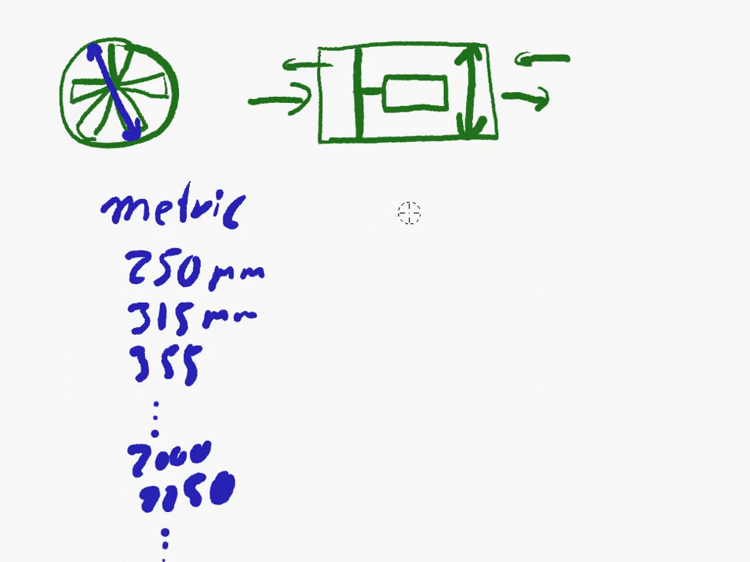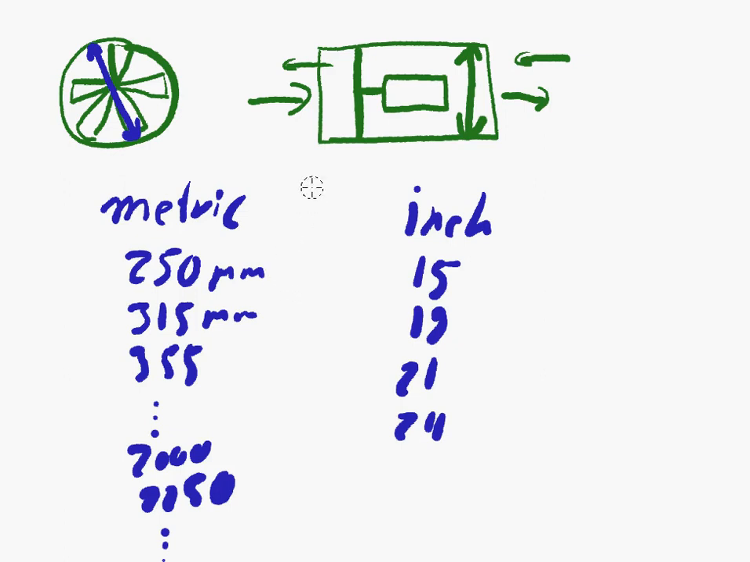The other standard is the inch standard, and that starts off, to my knowledge, with 15 inches. You've got 19 inches, 21 inches, 24 inches, and so on. Basically the same thing. That means that the inner diameter of the casing would be 15 inches.